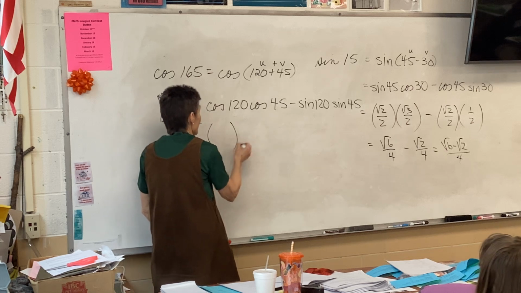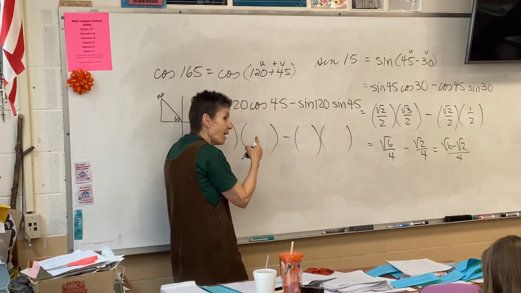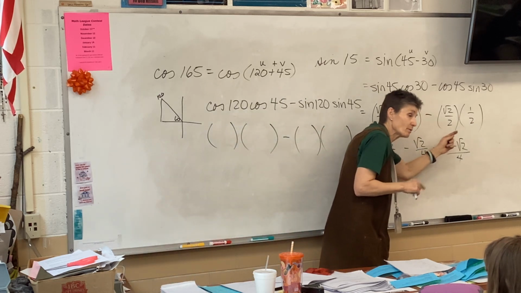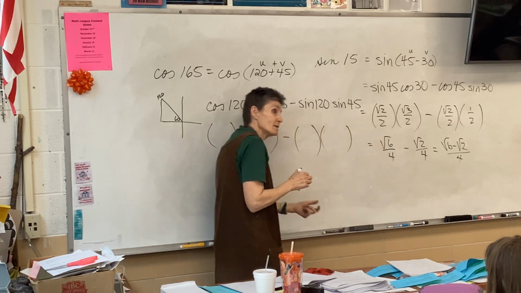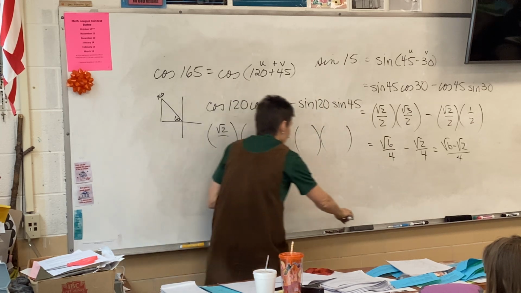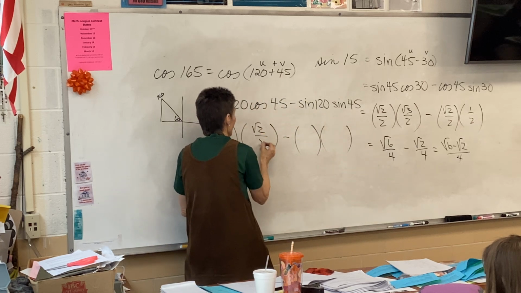Now I'm going to fill in my four numbers. I love my 45s because why? They're the same. I don't have to worry about getting them mixed up. And what is the cosine and sine of 45? Root 2 over 2. Cosine and sine of 45 are root 2 over 2.